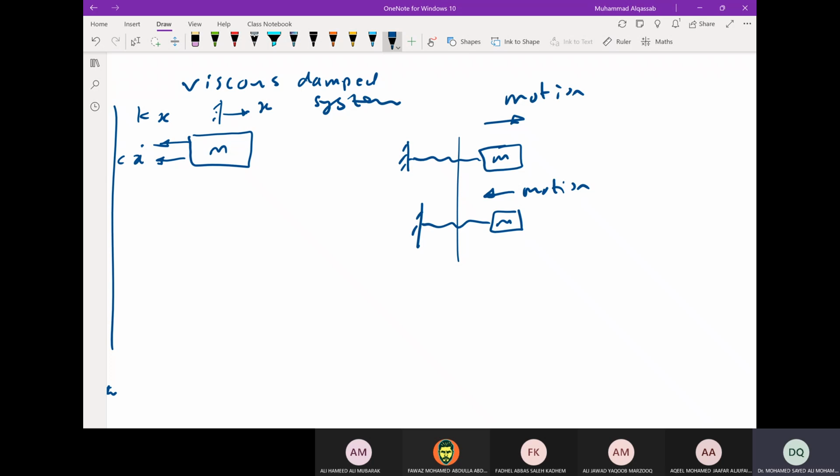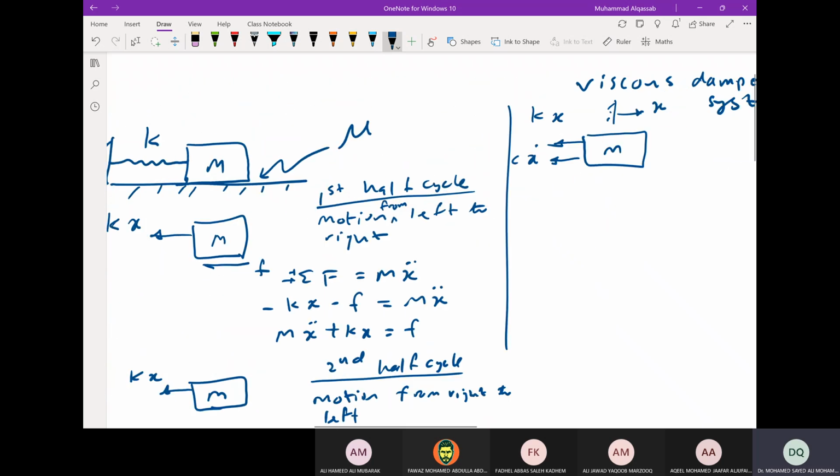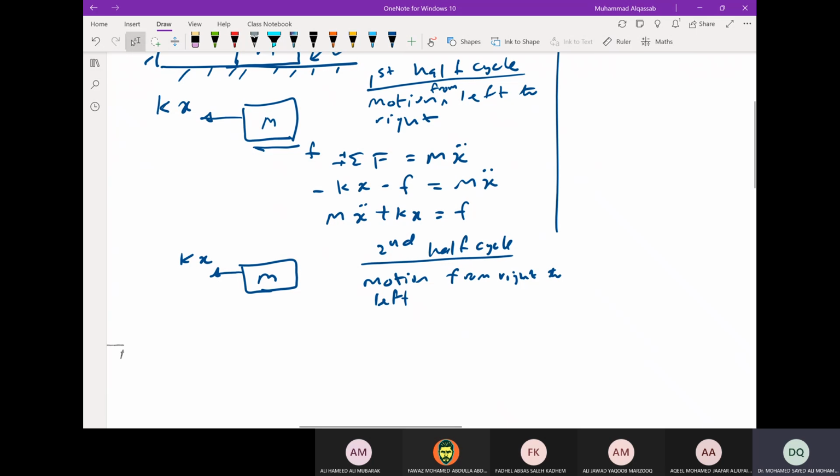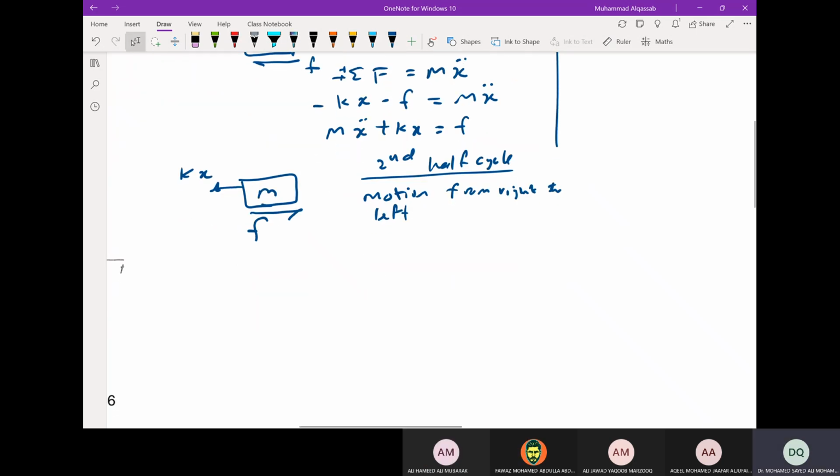So you draw the free body diagram at the same position, but the mass motion is either to the right or to the left, so that the spring force is always to the left. The spring force in both free body diagrams, that kx, is always to the left. The friction force here will be to the right because the motion is from right to left. And the sum of forces equal to mx double dot, we will get minus kx plus f.